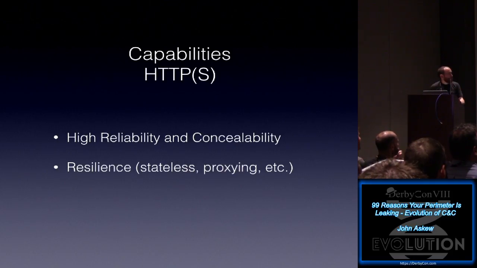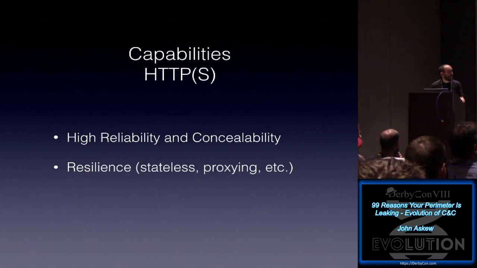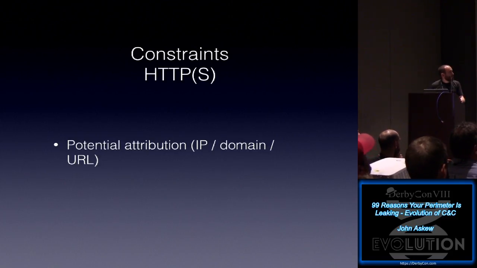You've also got this idea of resilience where we've gone from a stateful, synchronous connection, like a TCP connection or something like that, to something that's stateless. You've got a request and response, and then you can wait 5 seconds and do another request and response, or you can wait an hour, or you can wait a day or whatever, but you don't have to have a constant connection. And you've also got other infrastructure like proxying that helps make it more resilient to failure. So these are all good things to have in a command and control protocol, and help us out a lot. There's still some constraints. In particular, if you're setting up a HTTP command and control server, you're going to put it on some IP or domain or at some URL, and once it's discovered, that thing is going to allow you to tie it back to other things.